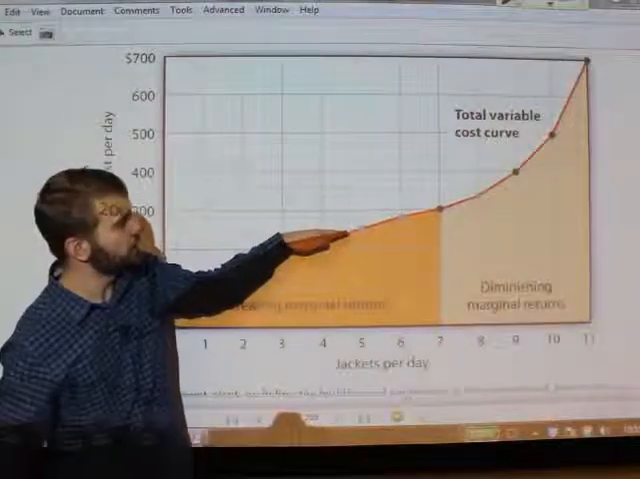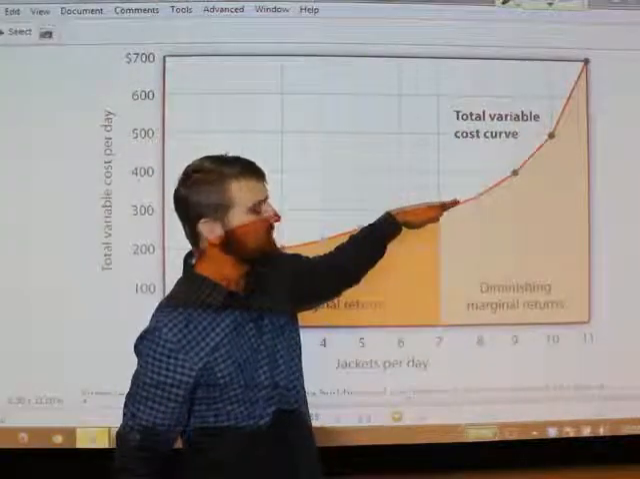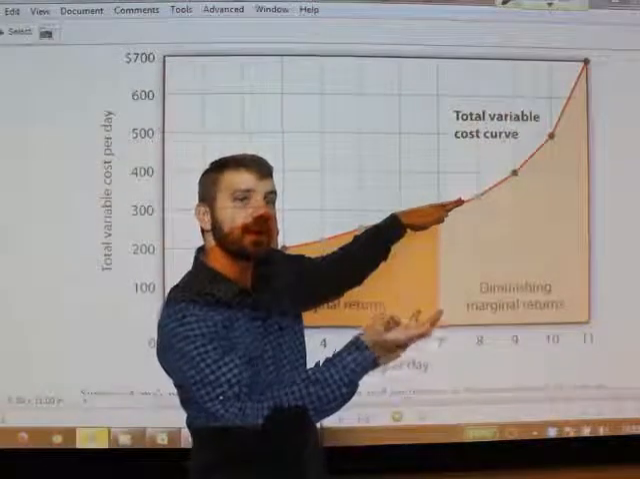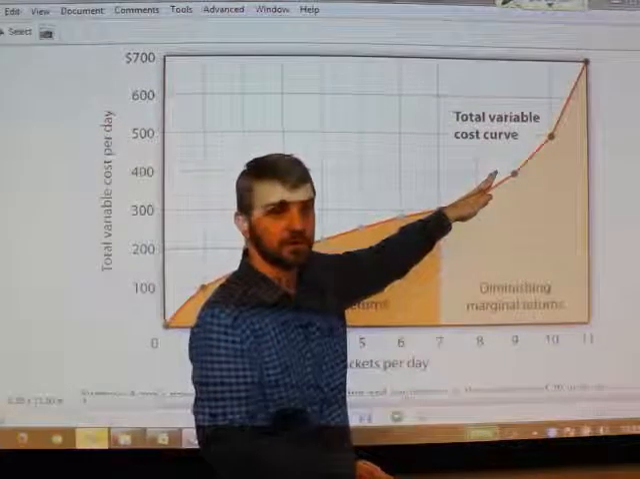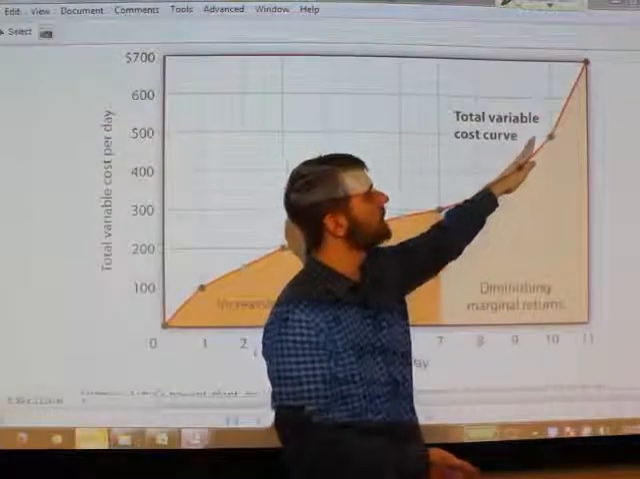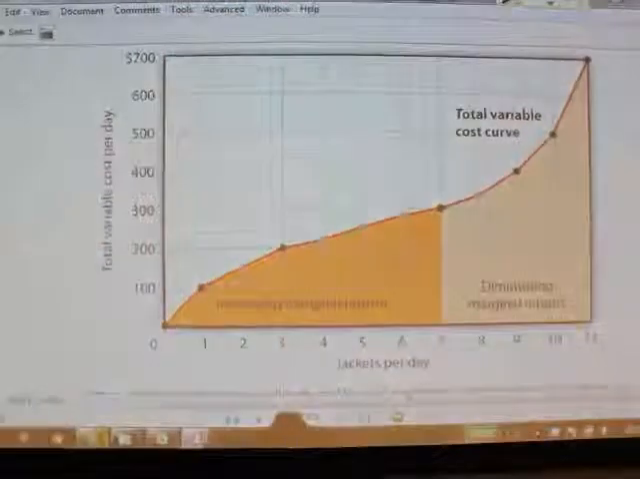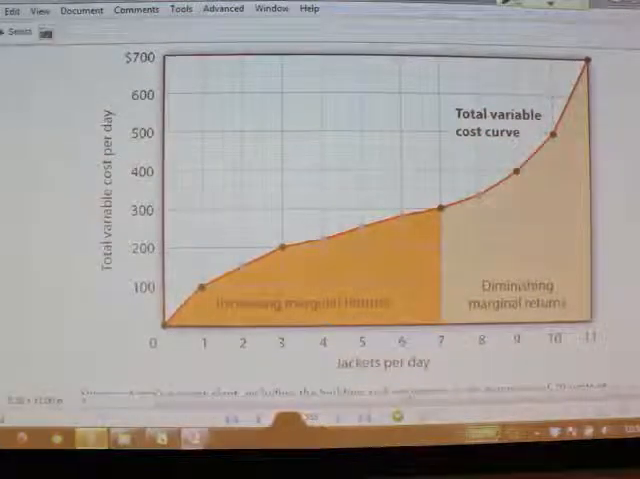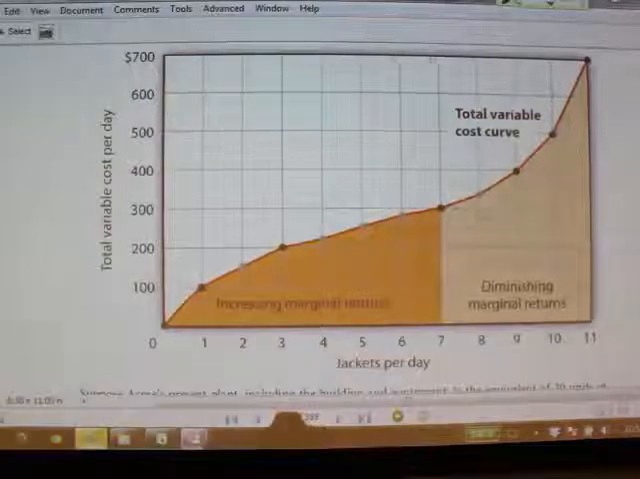For a while. But once we get to here, as we start to produce more, total costs continue to rise, but now they rise at an increasing rate. In other words, the slope is getting steeper. And so the costs begin to rise at an increasing rate. And this is a result of the production technology, where at first we had synergies with labor, and then later on we had too many cooks in the kitchen.